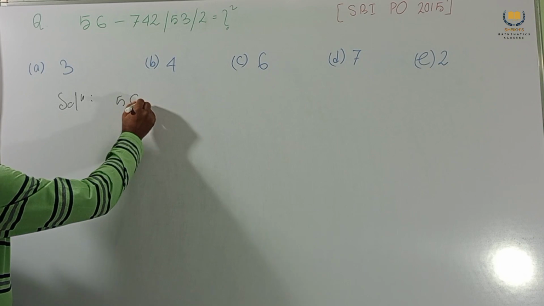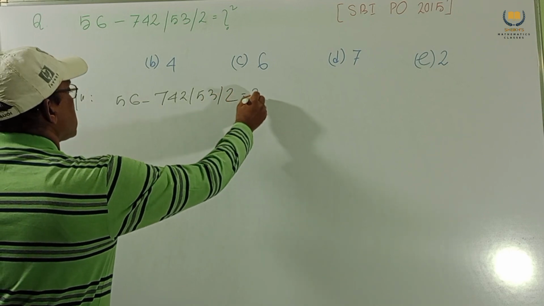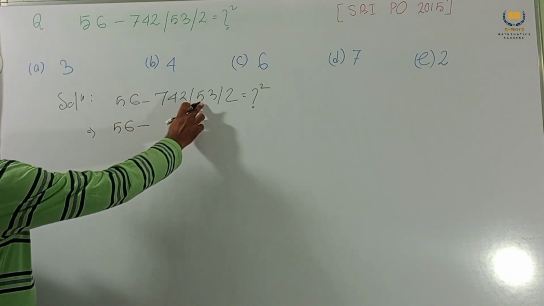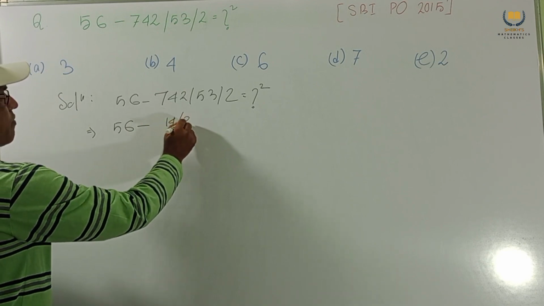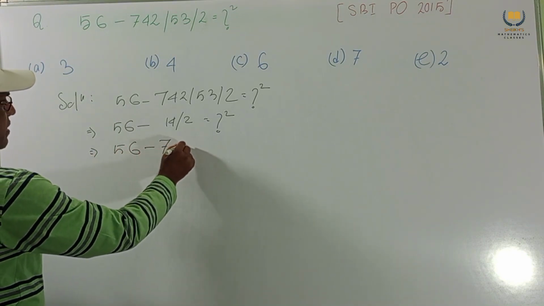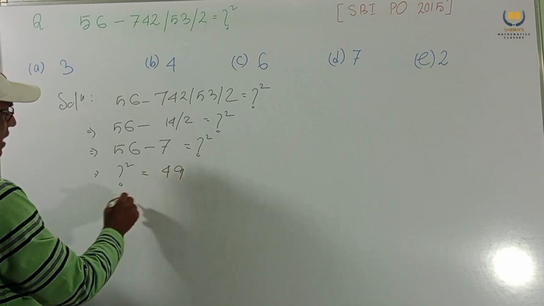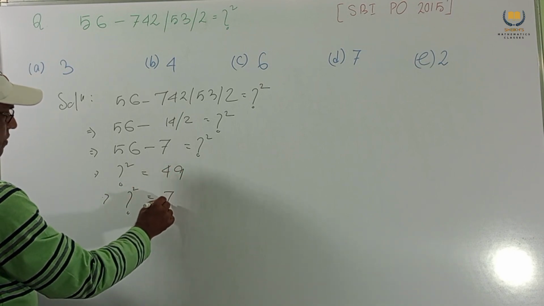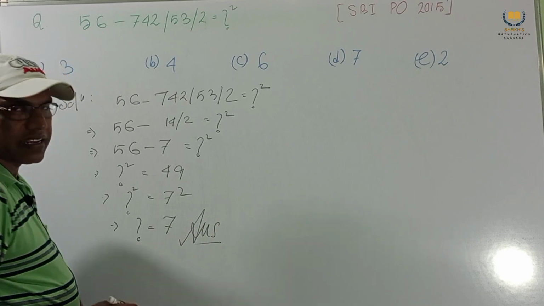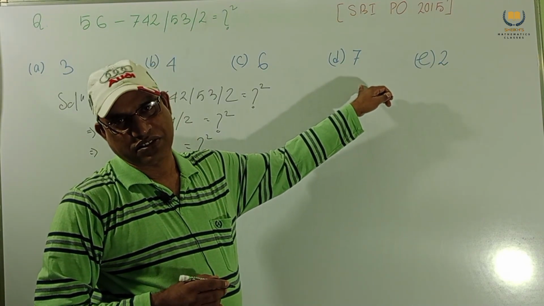So 56 minus 742 divided by 53, divided by 2, equals question mark whole square. This implies 56 minus, 742 divided by 53 we get 14, divided by 2, so 56 minus 7, whole square. And question mark whole square equals 49, which is 7 square, and question mark equals 7. This is our answer. The answer is 7, so option D. D is our answer. Very nice solution.